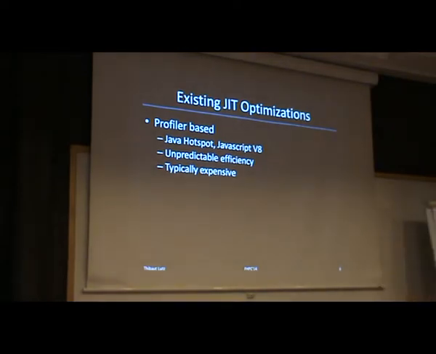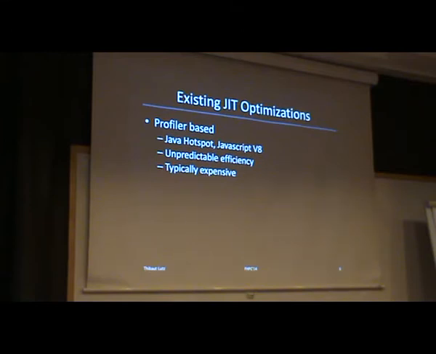Right, so you have Java HotSpot and V8, which do this profiler-based optimization. The way they do that is they instrument the code and build profile traces, and then they analyze these to find candidates for JIT optimizations. However, this is quite unpredictable because these can be nested and are very hard to find, and we don't know how good the optimization will be in advance. And they're quite expensive because you need to trace everything.